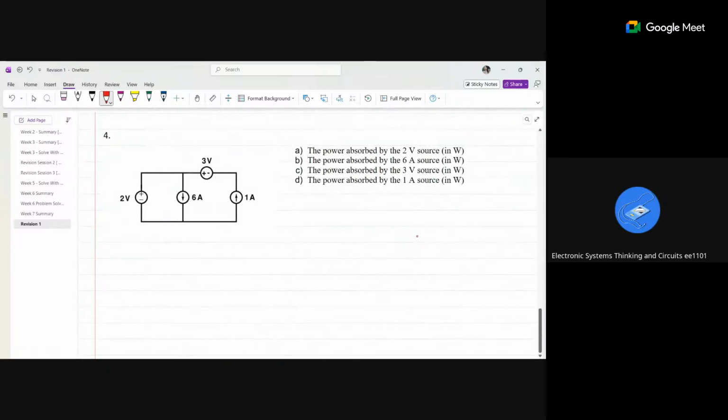Then try solving this problem. This is also another important topic.